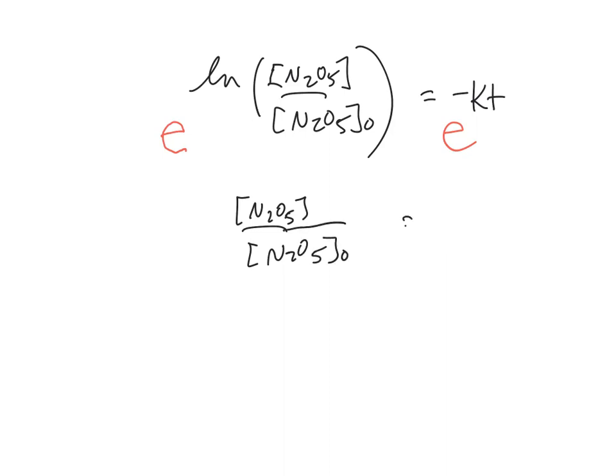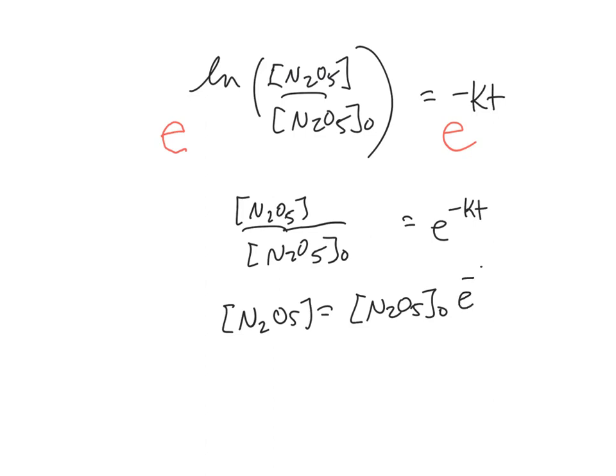And then on the right-hand side is e to the minus kt. Next step would be to rewrite this in terms of N2O5 concentration. It will be equal to the initial concentration of N2O5 times e to the minus kt. So e to the minus kt is a decreasing function, so it tends to attenuate the initial concentration until you get some final value.